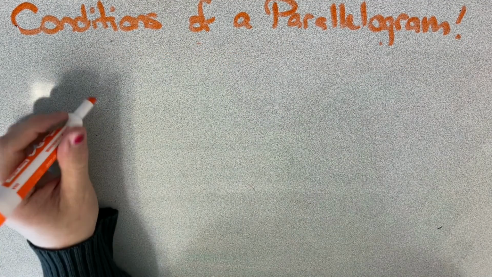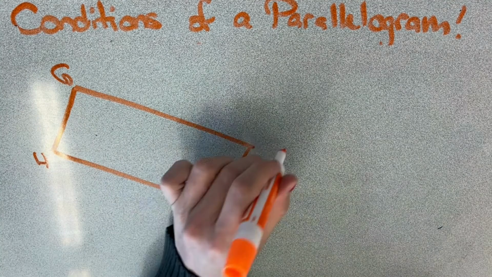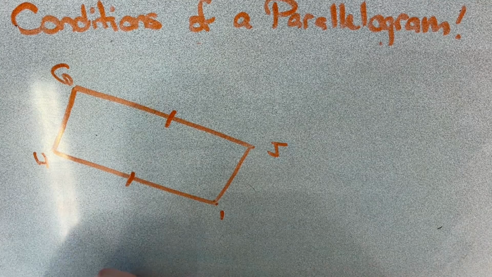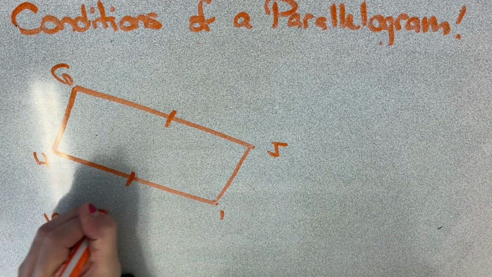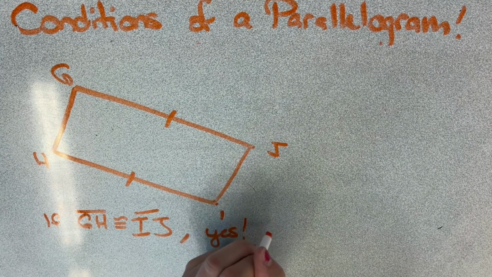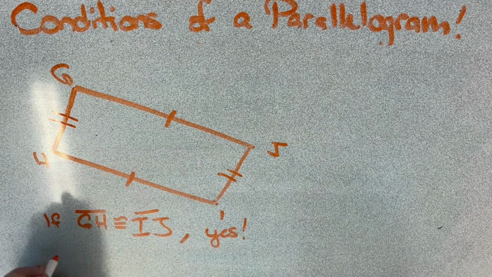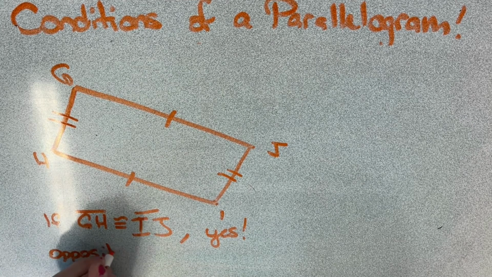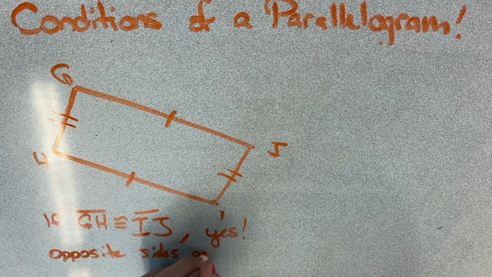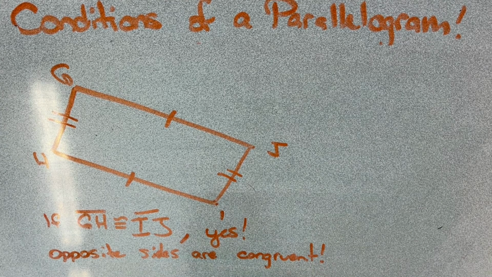So let's go through and try to prove some figures are parallelograms. So we'll start with this one, GHIJ. The problem says we're given two pairs of parallel sides, we're asked if the other two sides are congruent, is it a parallelogram? And yes, it matches that first condition that all opposite sides are congruent. So from here, we know that everything else is congruent, right? We know that angle G is congruent to angle I, angle H is congruent to angle J. We know everything is parallel, but only if the opposite sides are congruent.